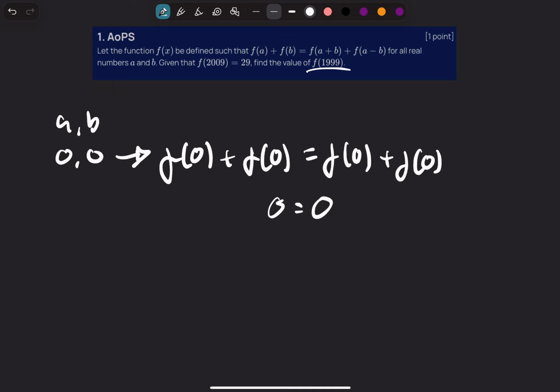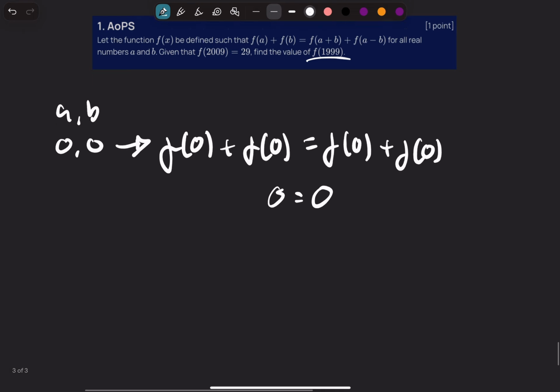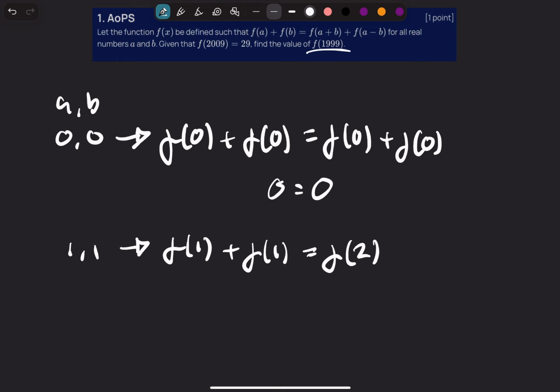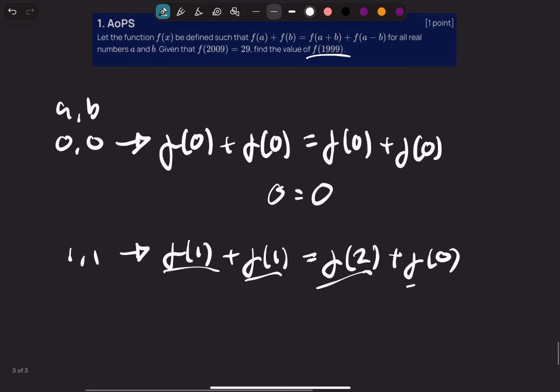So we're just going to move on and test a different pair of values for a and b. So 0, 0 sometimes works, but in this case it didn't. So let's try 1, 1 this time. We have f of 1 plus f of 1 equals f of 1 plus 1, which is 2, plus f of 0. Now this isn't too nice either because, well, we have the f of 1s, but we also have an f of 2 which we don't know, and an f of 0 which we don't know.